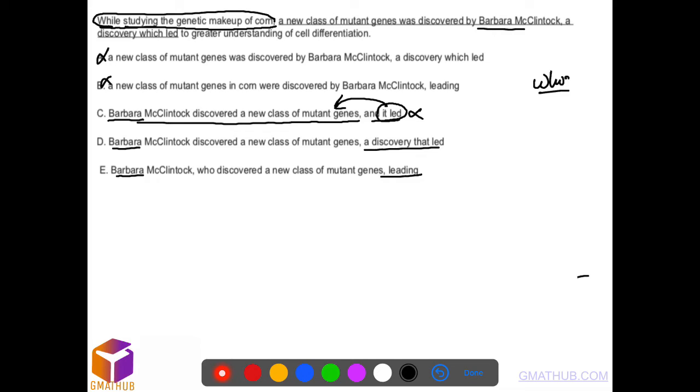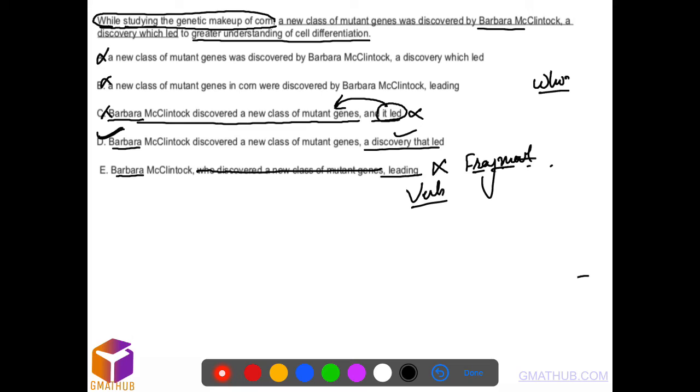If you see this E option, Barbara, who discovered a new class of mutant genes. Now remove the modifier and read the sentence. Barbara leading to a greater understanding of the cell differentiation. This is not even a sentence, this is a fragment. Read it again. While studying the genetic makeup of corn, a new class discovered, Barbara leading to. So it's not a sentence, it's a fragment. It doesn't have a verb. The verb is missing. Now D is the right answer. Barbara McClintock discovered a new class of mutant genes, a discovery that led, the discovery led to something else. This is the right answer.